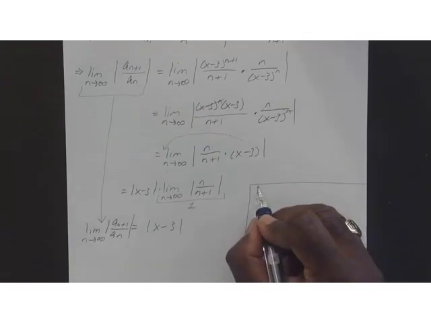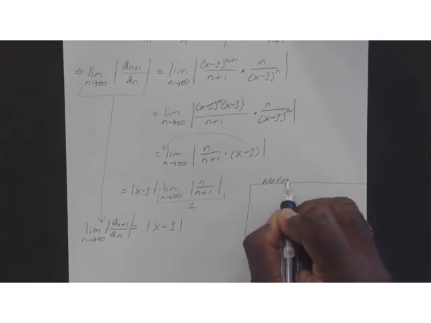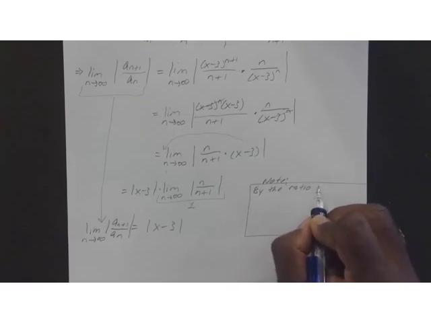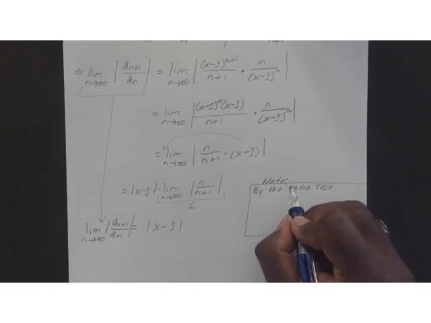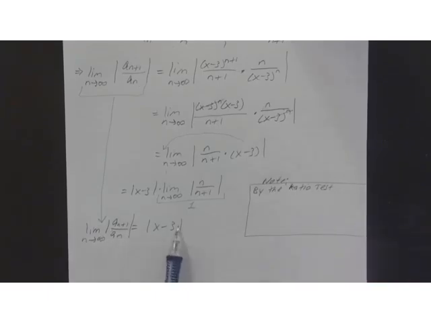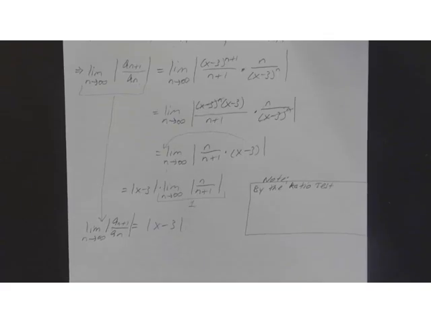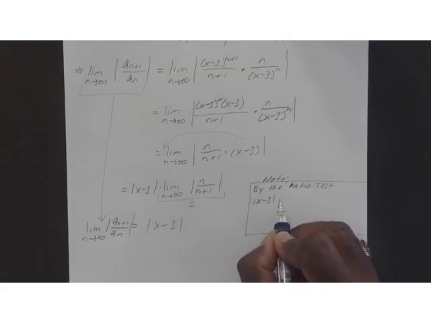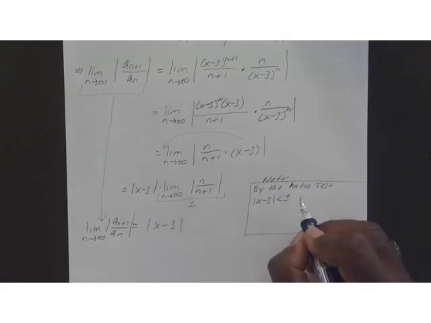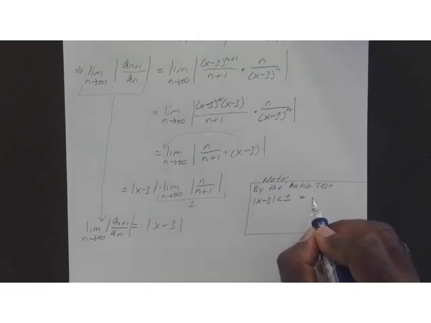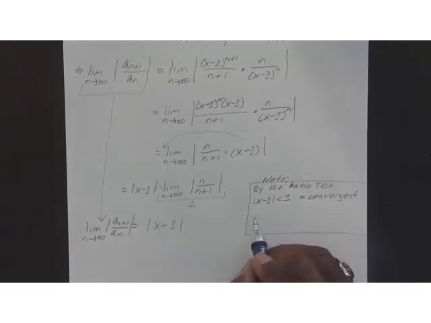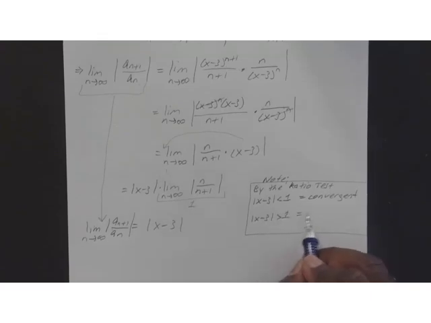So we know, it's a little note, by the ratio test, the limit would have to be less than 1 to be convergent. So that means the absolute value of x minus 3 would have to be less than 1 to be convergent. And the absolute value of x minus 3, if it's greater than or equal to 1, it's divergent.